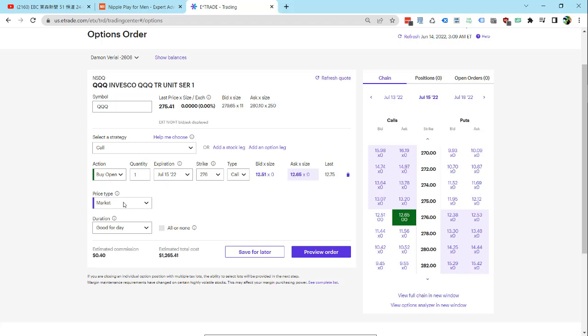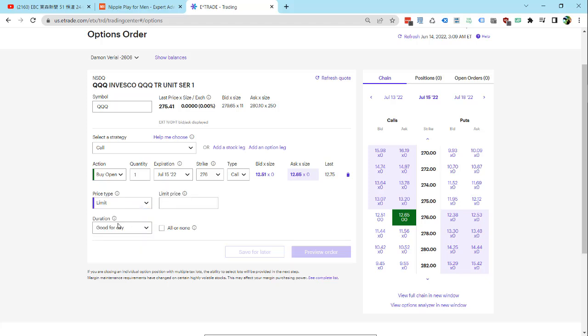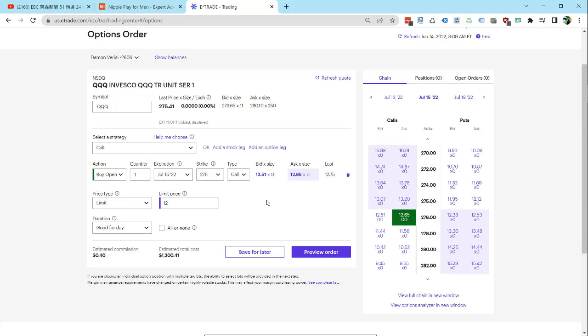Why? Because they know they can get a better price. And to get a better price, you need to choose limit. Once you choose limit, this box will pop up, limit price. And what you can do is you can put in the lowest possible price, which is at the moment $12.51. But that won't get filled. And the reason it won't get filled is because people are bidding at this price.